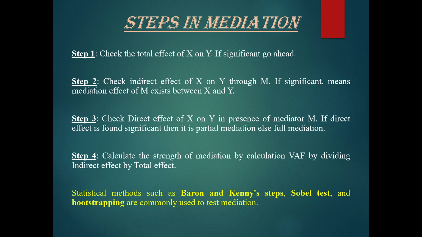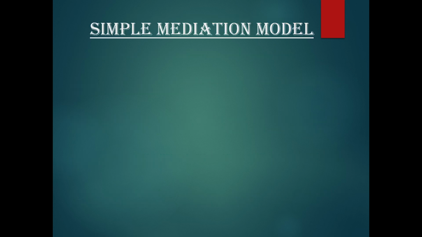Step 4 is to calculate the strength of mediation by calculating the VAF, which stands for variance accounted for. We can find this VAF by dividing the indirect effect by the total effect. We also have various statistical methods, such as Baron and Kenny's steps, Sobel's test, and bootstrapping, which are commonly used to test the mediation effect.